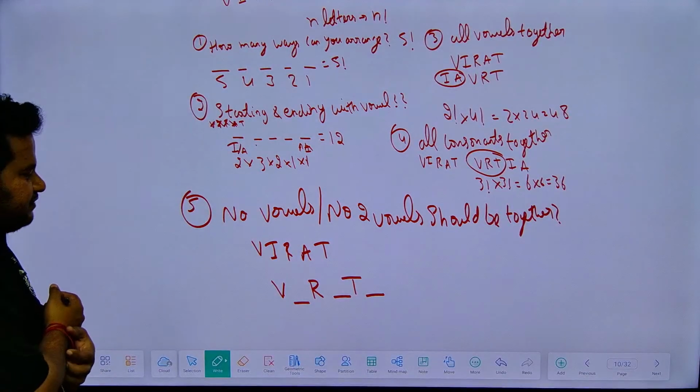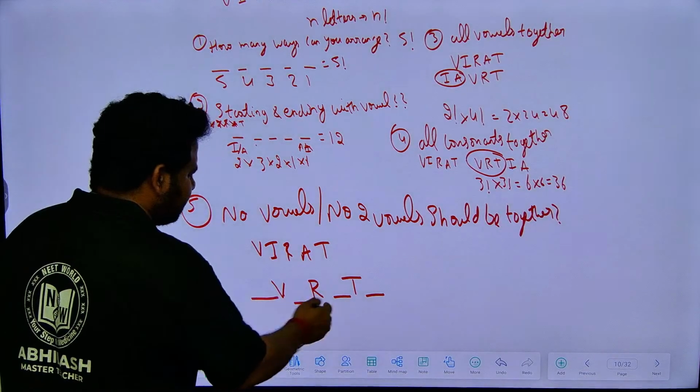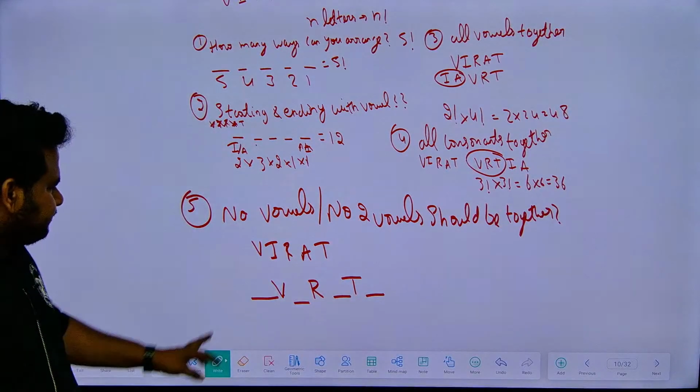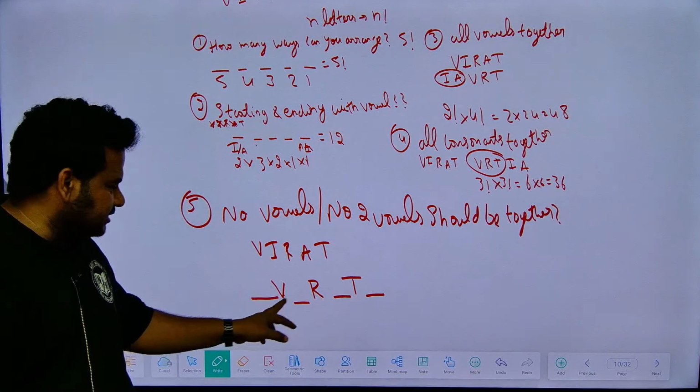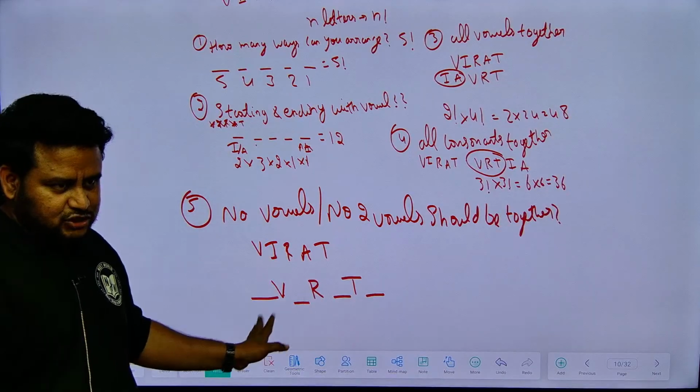You can take any way like this. You can start from here, or you can start from anywhere. Now, you can start like this. Here also you can take blanks, here also, here also, here also you can take blank. But it should be a 5-letter word.